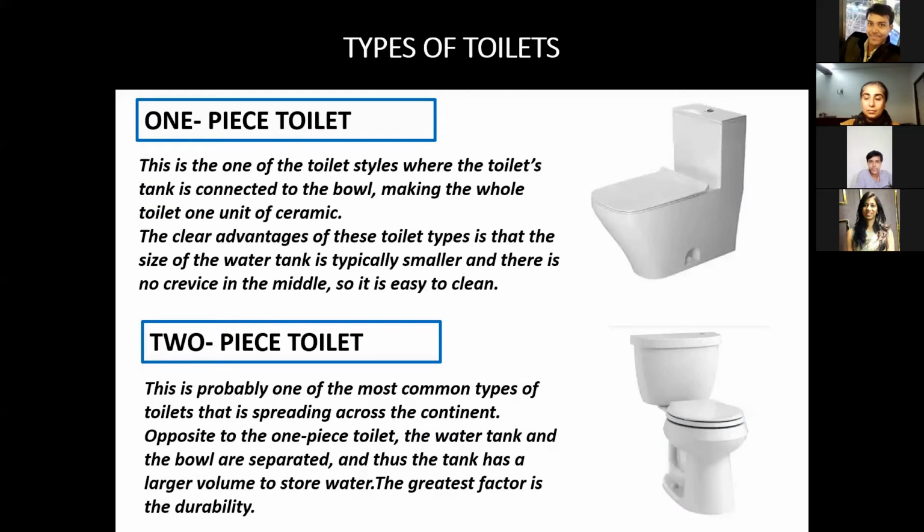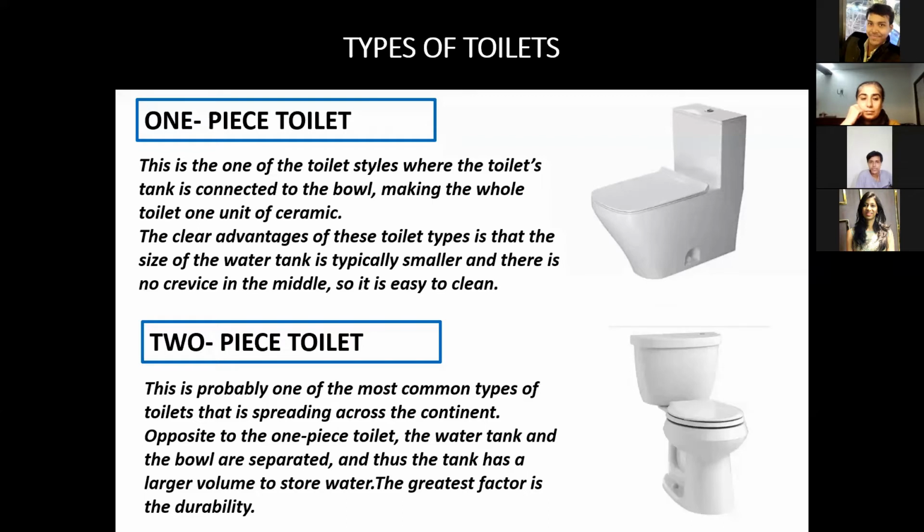So there are various types of toilets, and we are mostly confused about which one to buy. The first one is the one-piece toilet. This is one of the toilet styles where the toilet tank is connected to the bowl, making the whole toilet one unit of ceramic. The clear advantage of this type is that the size of the water tank is typically smaller and there is no service in the middle, so it is easy to clean.